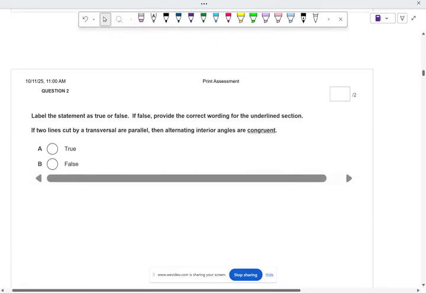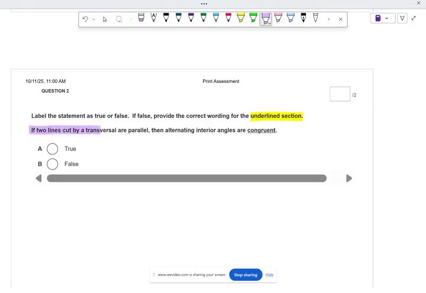All right, now question number 2. Label the statement as true or false. If false, provide the correct wording for the underlined section. If two lines cut by a transversal are parallel, then alternating interior angles are congruent. Y'all, all you have to do is check your green sheet. If lines are parallel, then alternate interior angles are congruent is a true statement. If you have parallel lines, then alternate interior angles are congruent.